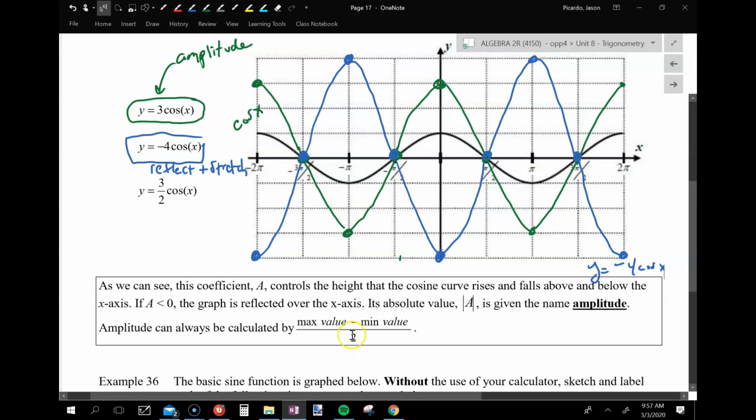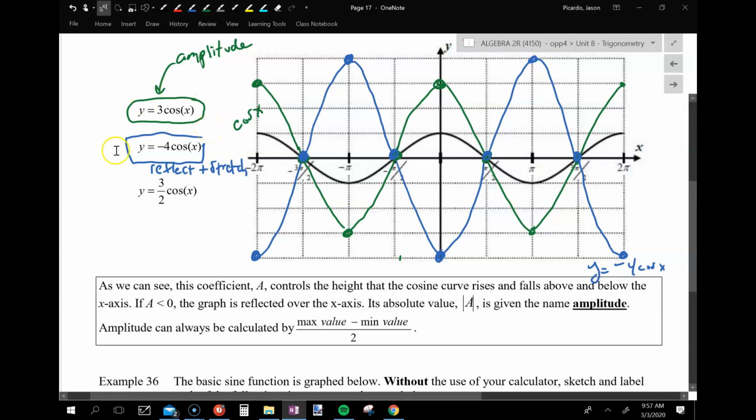Make sense for an amplitude then? What's the amplitude of this one? Be careful. What is the amplitude of the blue curve? 4. The amplitude is 4. Well, Mr. Picardo, what about the negative? The negative just means it was what? Reflected. It didn't change the amplitude, did it? Everybody okay with the difference between those two?